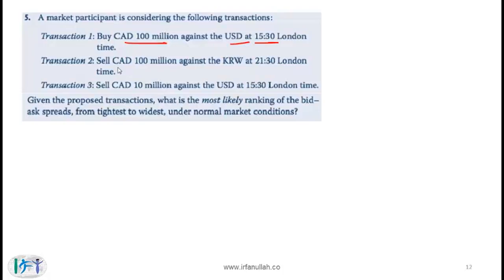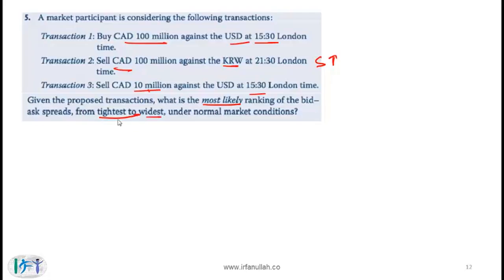The next is Canadian dollar versus KRW. So this currency pair is not traded as much as Canadian dollar to USD. So the spread on this transaction is going to be relatively high. And then finally, Canadian dollar to USD at the same time, but the transaction amount is low compared to transaction 1. Given the proposed transactions, what is the most likely ranking of the bid-ask spread from tightest to widest?